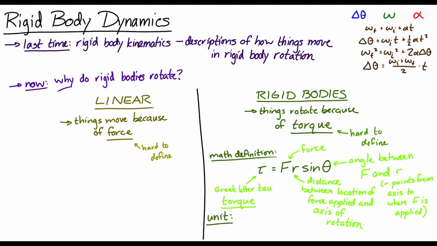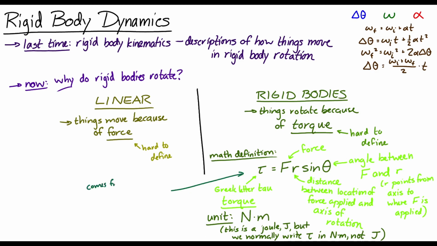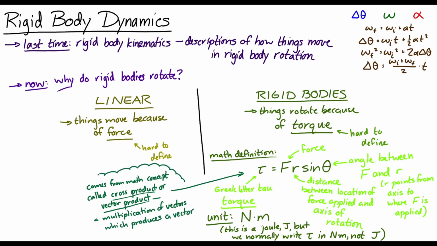The unit of torque is the Newton meter, and a Newton meter is a joule. However, we normally write torque in units of Newton meters, not in units of joules. So it's not wrong to say that the unit of torque is the joule, it's just not common. Now, this definition of torque actually comes from a deeper mathematical idea called the cross product or the vector product, which is a very specific type of multiplication that can only happen between vectors, and then it produces a vector. But again, that is beyond the scope of this course.